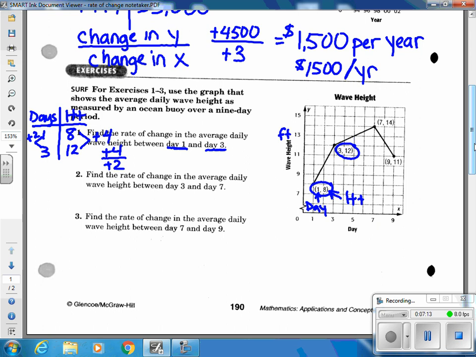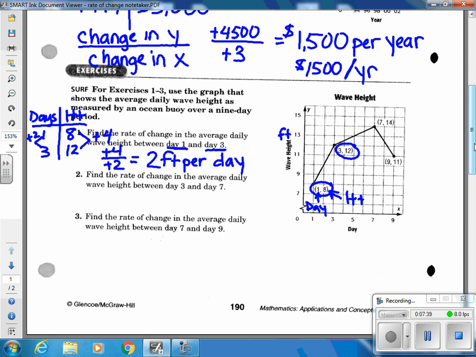4 divided by 2 is 2, but if you leave me with nothing but 2, that tells me nothing about this problem. I need to know 2 what, right? So that's when you go back to your table. It is 2 feet, because that's how high the waves are moving, per day. And you can get those words from your table. Okay, so every day in between day 1 and day 3, the waves increase 2 feet per day.